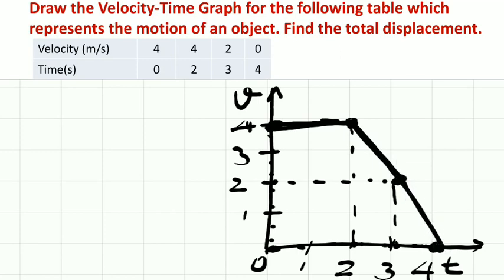Now what we need to calculate? We have drawn the graph for velocity time and now we need to calculate the displacement. Listen, as I have told you in the previous question, the slope of velocity time graph is acceleration. But here we don't need to calculate the acceleration. Here we need to calculate the displacement. So how to calculate the displacement?